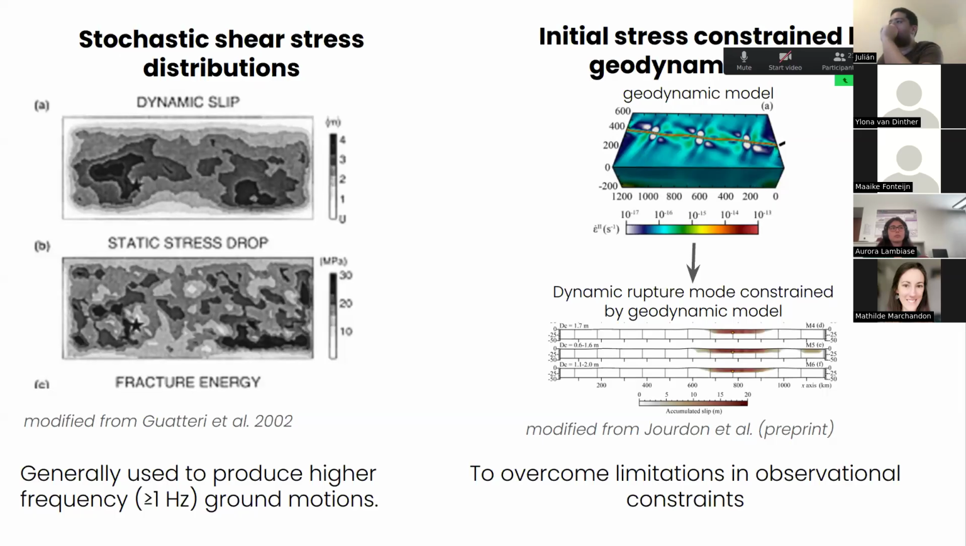Another method that we can use is initial stress constrained by a geodynamic model. This is an example from a paper by Anthony Jourdan and collaborators. It's not published yet, I believe. This is used to overcome the limitations in observational constraints. Because we don't really know the state of stress in the crust, we can use a long-term geodynamic model to constrain it.